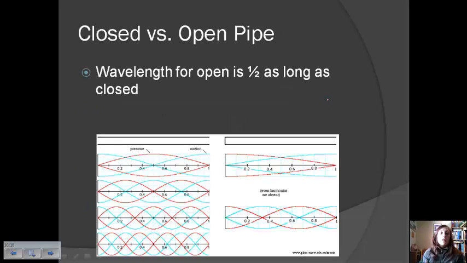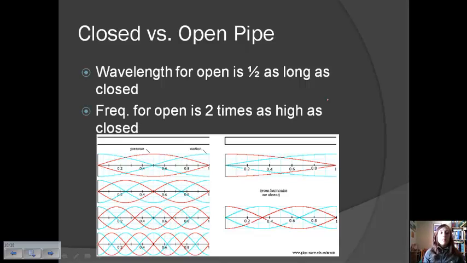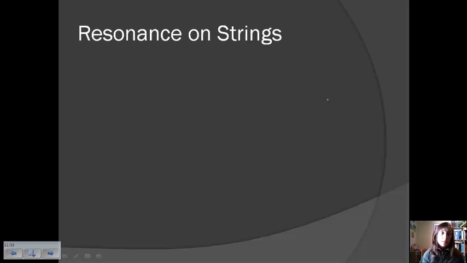Okay, so the wavelength for the open is 1/2 as long as the closed, right? Because we're starting in these different spots. And so here are just some differences between closed and open pipe resonance. But the frequency for open is 2 times as high as closed. So the wavelength is 1/2 as long, but the frequency is 2 times as high. And that makes sense because wavelength and frequency are related in that way. And we can use those to find speed. Okay, so we've been talking about open and closed pipes.